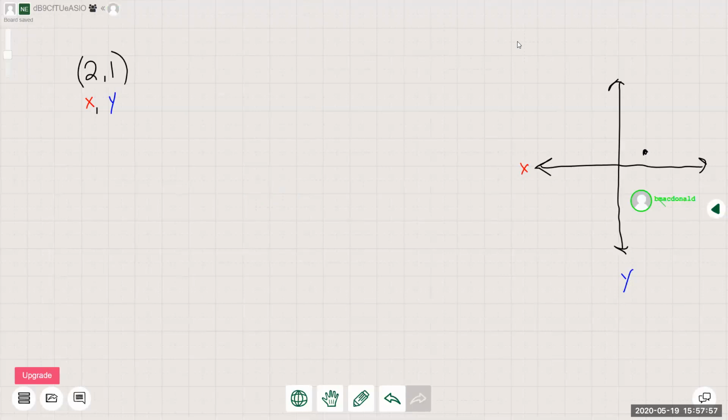And say we have a second point, 3, 4. So we would go over 3, 1, 2, 3, and up 4, 1, 2, 3, 4. And that would give us that point there. So we can actually draw a line from that.